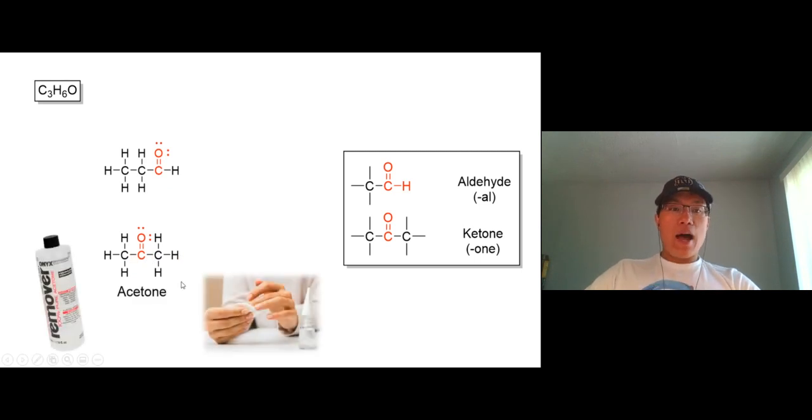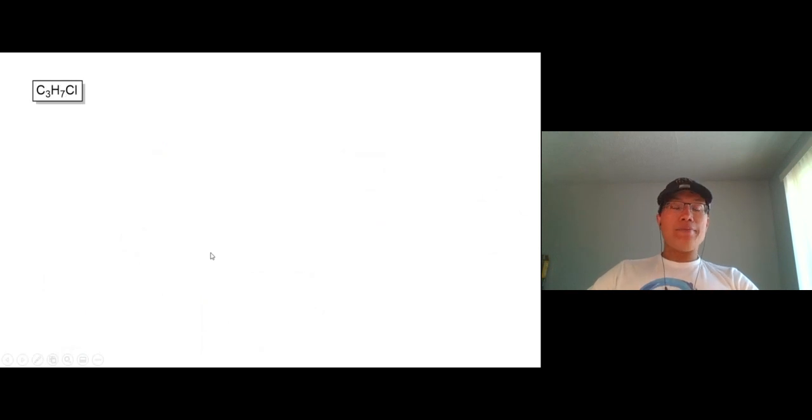Some of you might be familiar with acetone, which is what's it called? Nail polish remover. That's acetone. It looks like that. 3 carbons, C double bond O in the middle, is a type of ketone. Okay. All right. One more time.